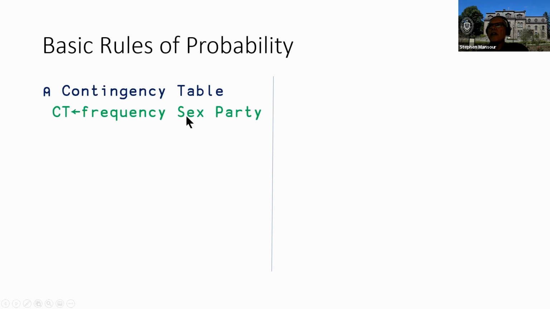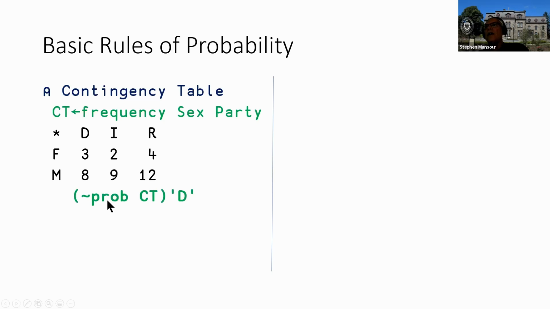Let's create a contingency table. I have a data set with a variable called sex and a variable called party. CT is now a matrix, where sex will be female and male, and party will be Democrat, Independent, and Republican. I did a survey of my students, and 3 students were Democrats and female, and so on. This is called a contingency table. We're going to take that and make it the right operand of the probability operator.